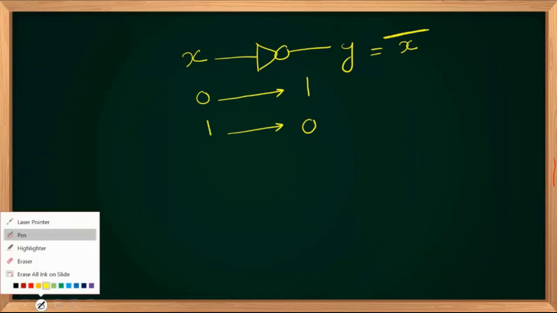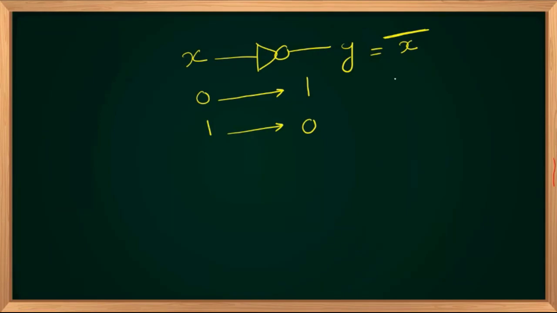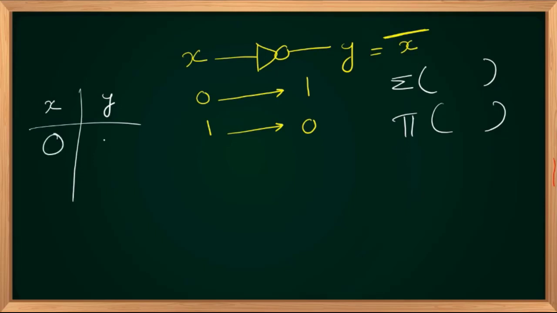And quickly tell me what are the max terms and min terms of my NOT gate? Quickly answer. Very good, Chetana answered: min term equal to 0, max term equal to 1. So we have one input X and output Y. If X equal to 0, output will be 1. X equal to 1, output will be 0.